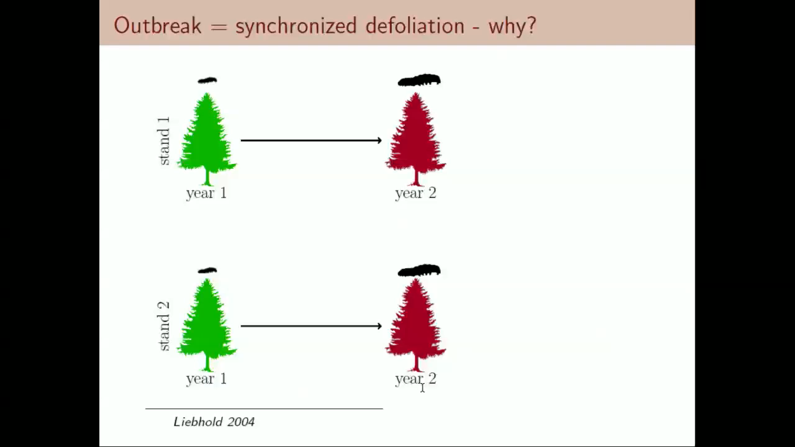And just to define outbreaks, in this case I defined it as synchronized defoliation. So if you imagine two stands, there'll be no outbreaks, so low density of the spruce budworm, in one year, and then the next year you would have an outbreak at many places at the same time.